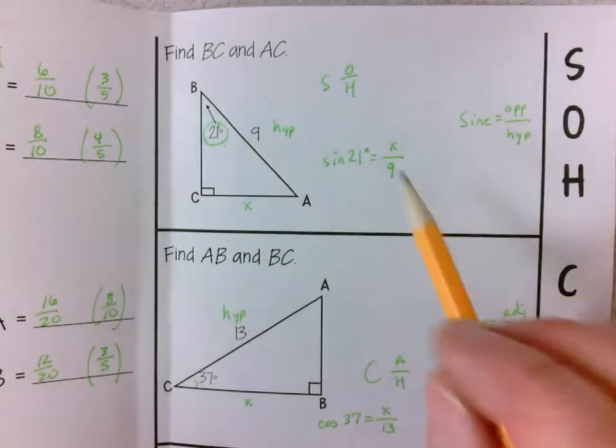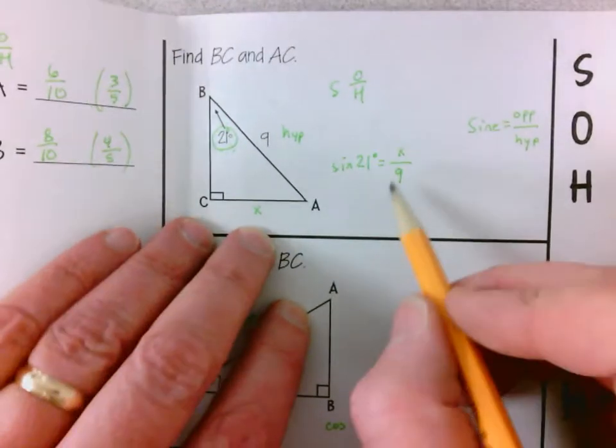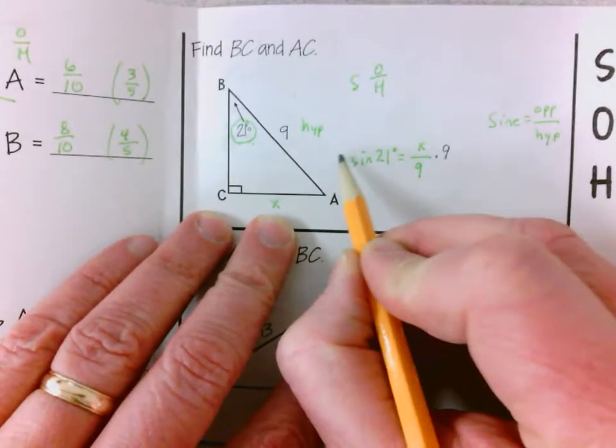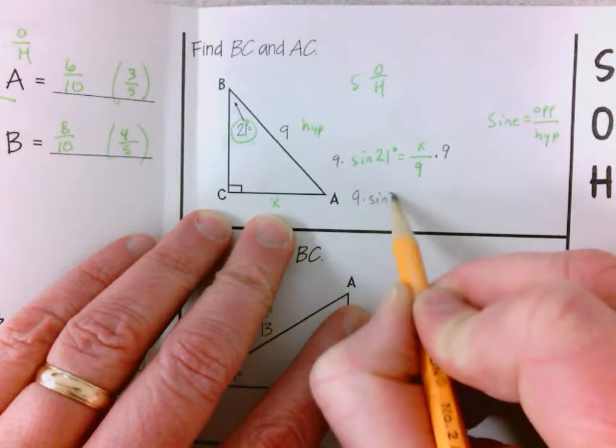Now we're going to learn how to solve these equations that we made. To solve here, I'm going to solve for x. I'm going to just use algebra. I'm going to multiply both sides by 9. So 9 times the sine of 21 equals x.